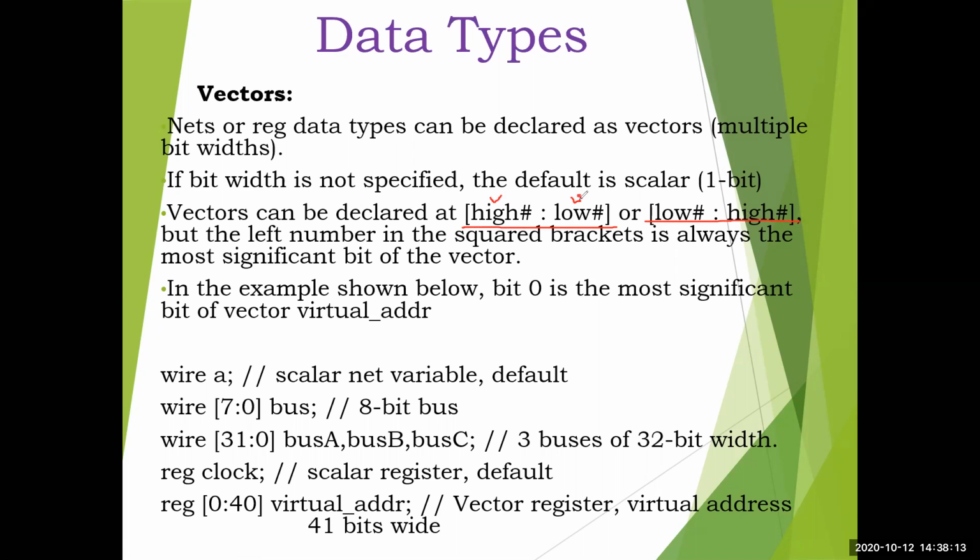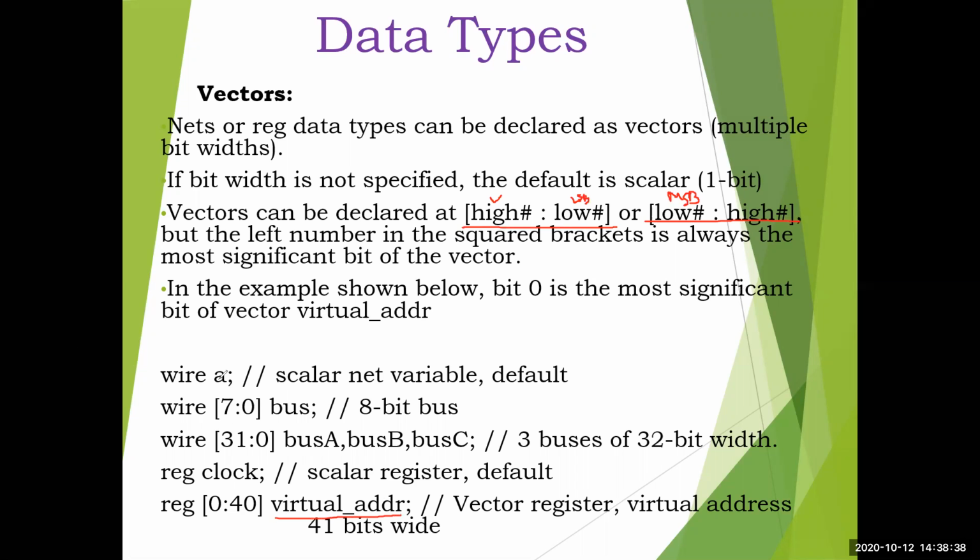So least significant bit. And here also high is there, means here low is there, it is not low LSB. Here also the first one is MSB. Most significant bit is 0 here, least significant bit is whatever number. That is the idea. In the example shown below, bit 0 is the most significant bit of vector virtual address. So here we have defined that virtual address, so I will explain that.